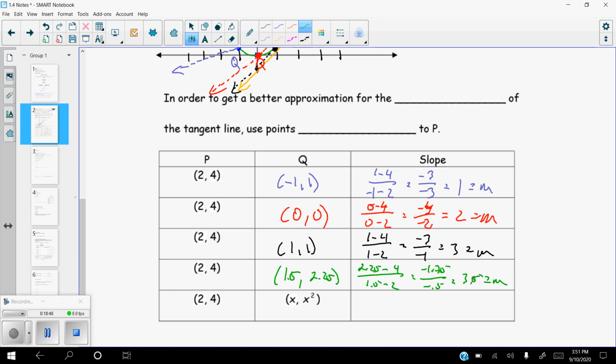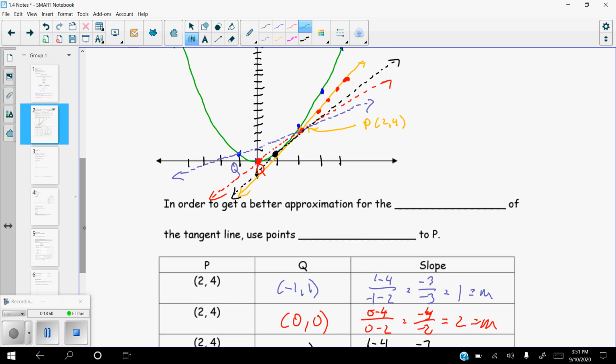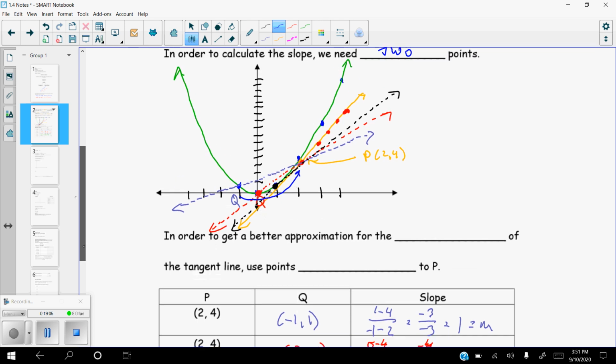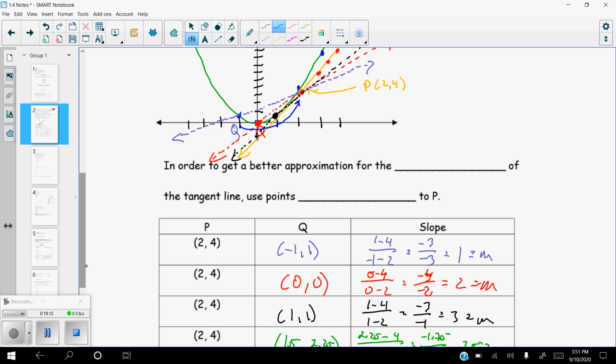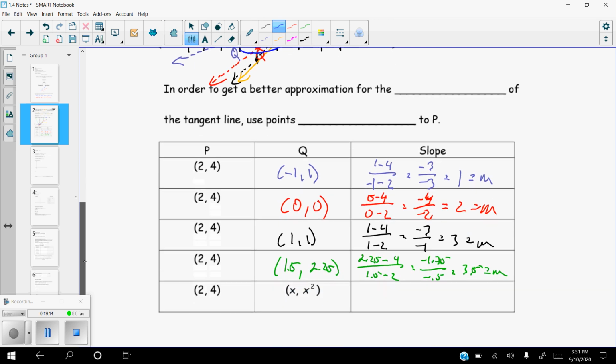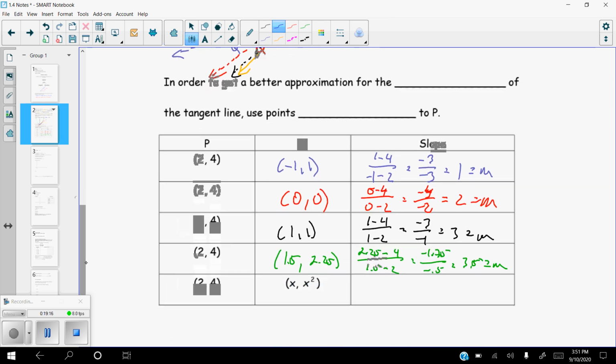In general, what I can do is I can start taking this Q value and I can start moving the Q value closer and closer until I get almost right up to P. I can't actually make it P because then if you make the actual point P, you've got two of the same point and you'll end up with an undefined value, so that won't work. But I can make it really close to P. As a matter of fact, I can pick any X value that I want other than 2. So that's what's in this last box right here.